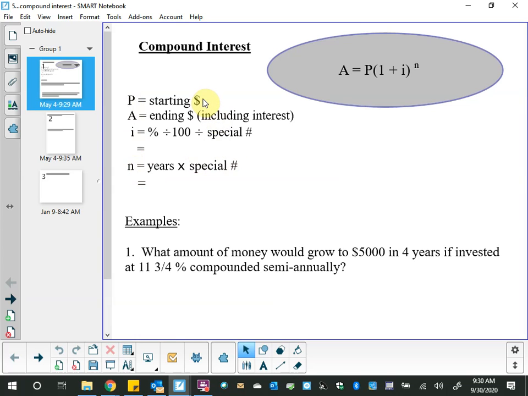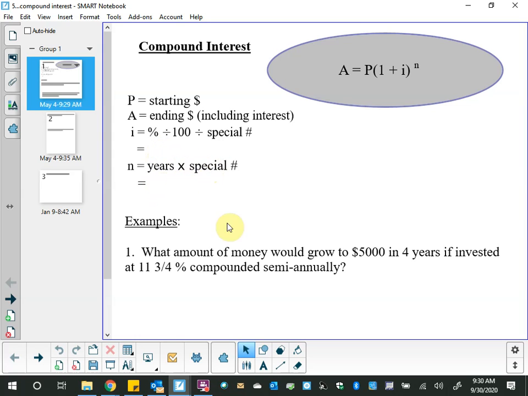So P is the starting amount of money, so it's how much you invest or how much you borrow. A is the ending amount of money, and that includes the interest that you're making. I is a little pre-formula where you take the percent that's given in the question and you divide it by 100, or you can mentally turn it into a decimal. You then also have to divide it by the special number, and I'll give you a special number list in a minute. That means you'll have a calculation to plop into the I category, and then N is the number of years times that very same special number, so that's another pre-formula, and you dump that into the N category.